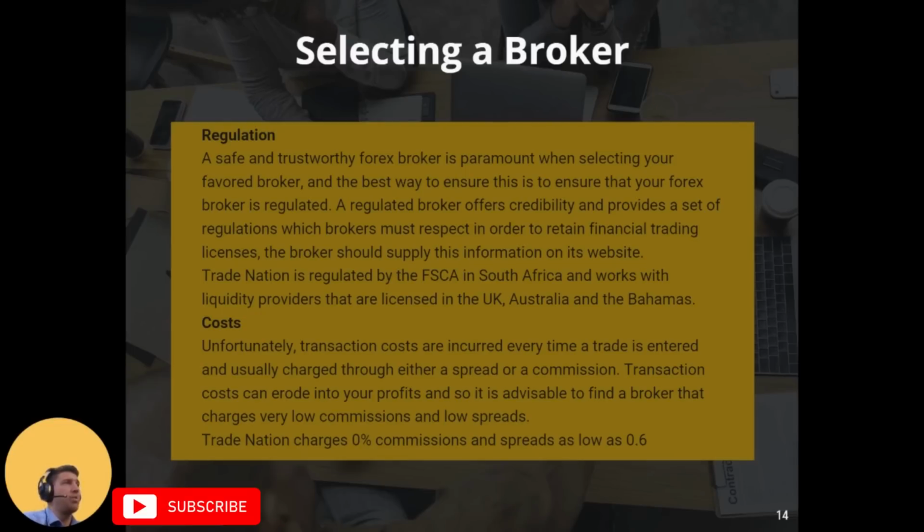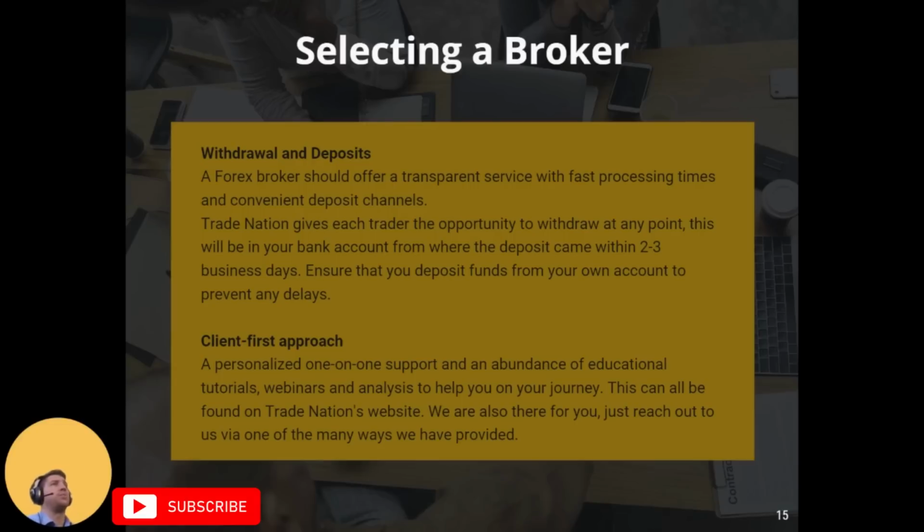Trade Nation is regulated by the FSCA in South Africa and works with liquidity providers that are licensed in the UK, Australia and Bahamas. Costs of brokers. Unfortunately, transaction costs are incurred every time a trade is entered and usually charged through either a spread or a commission. Transaction costs can erode your profits, and so it is advisable to find a broker that charges very low commissions and low spreads. Once again, Trade Nation charges 0% commissions and spreads as low as 0.6.